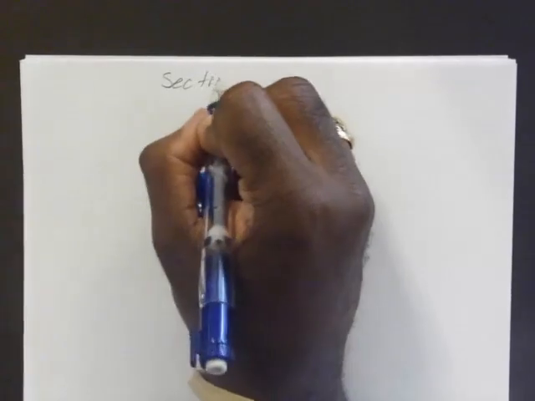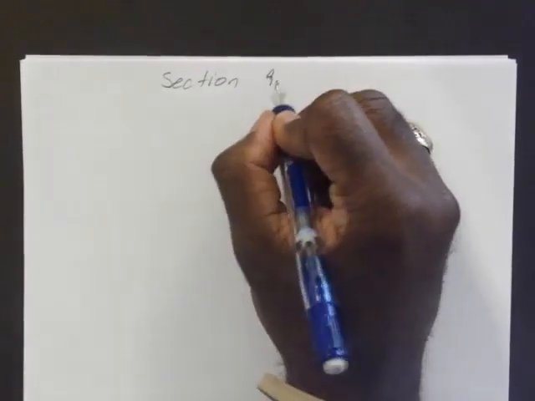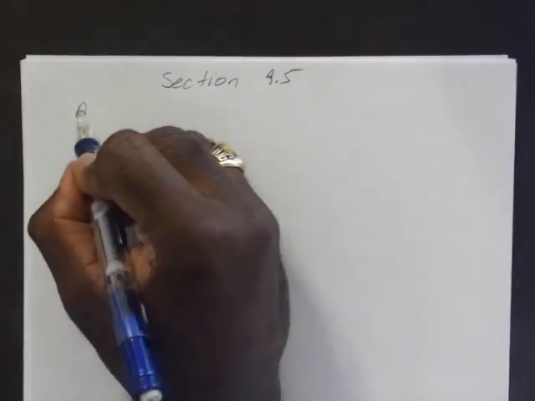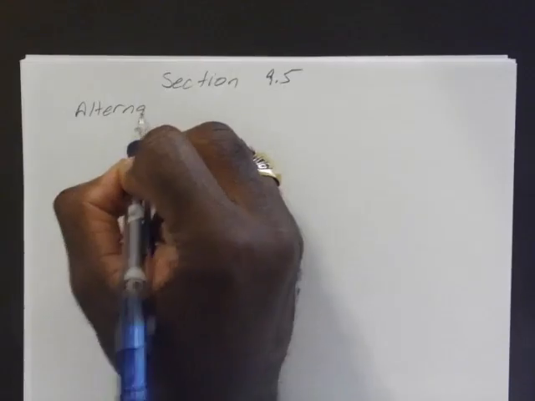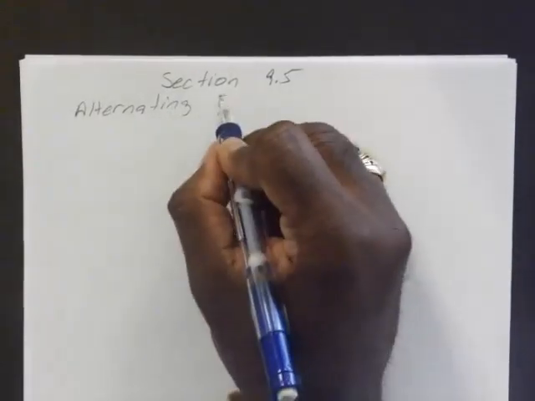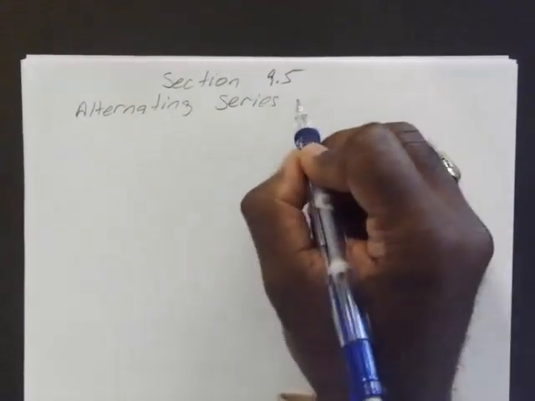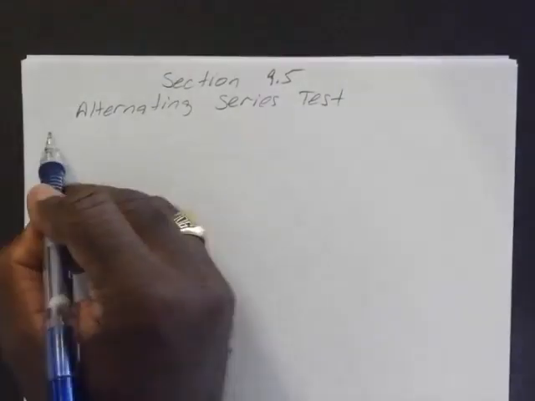Okay, so now we're going to look at section 9.5, which is the alternating series test. And I will bet money a bunch of you probably asked yourself, how many tests are there? There are quite a few, unfortunately.